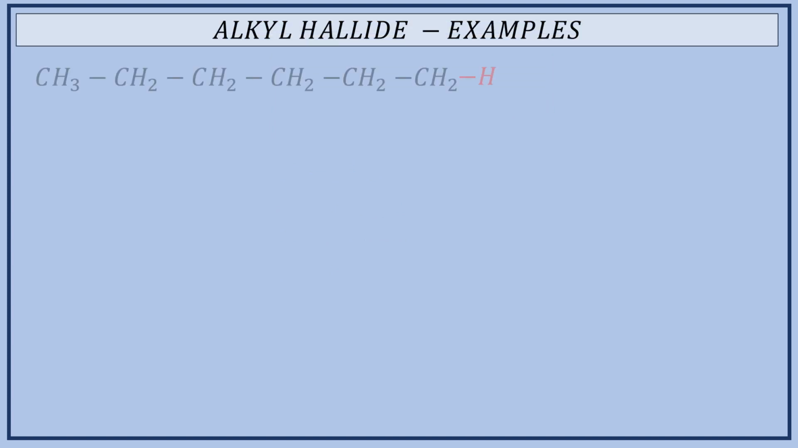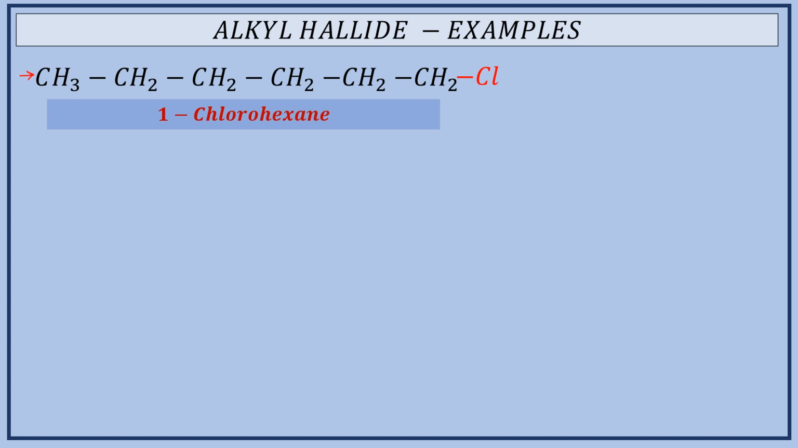Let us begin with our first example. We have a simple hexane molecule, and if we replace one hydrogen atom with a halogen atom, let us say chlorine, then we will have an alkyl halide. As per the IUPAC rules, we will name it as haloalkane, so this will be named as chlorohexane. In addition, we will also represent the position of chlorine in this parent chain with 1, since it is attached to the first carbon atom of the hexane molecule.